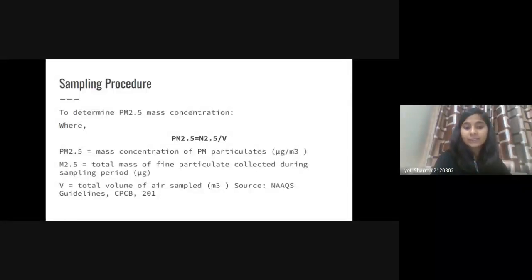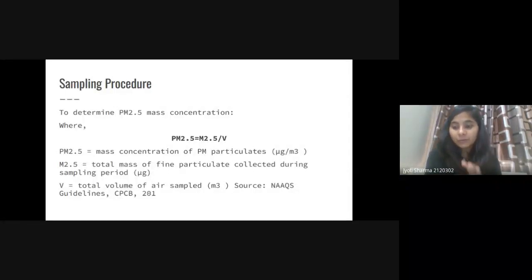And how can we calculate this? As I told you, we have the mass, because we are measuring the weight of our filter paper before and after the sampling. So from where will we get the volume? To calculate the volume, we must have the flow rate and the time. If we are measuring the flow rate and time, we can easily calculate the volume. Can you tell me the formula of volume if we have the flow rate and the time? Can you quickly write in the chat box what the formula should be?